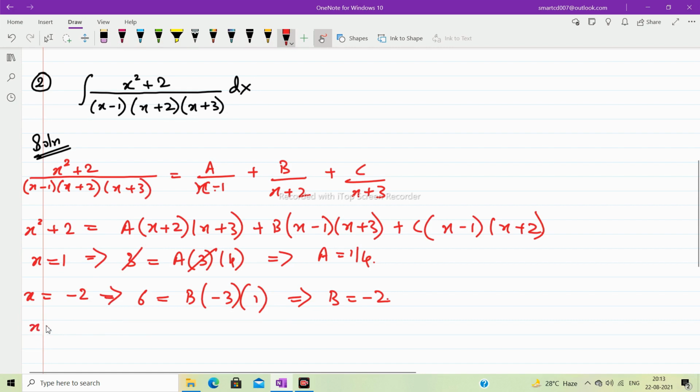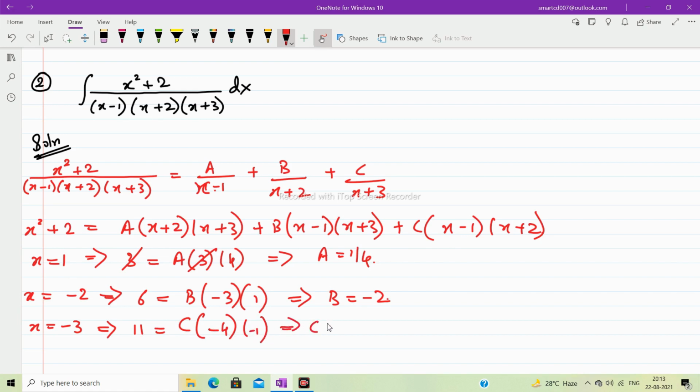Now we'll put x is equal to minus 3. If I put x equal to minus 3, I'll have minus 3 the whole square, which is 9. 9 plus 2 is 11. 11 is equal to, and since we're putting minus 3, we'll go directly to c. So minus 3 minus 1 gives you minus 4, and this gives you minus 1. So I'll get the value of c. C is equal to 11 by 4.